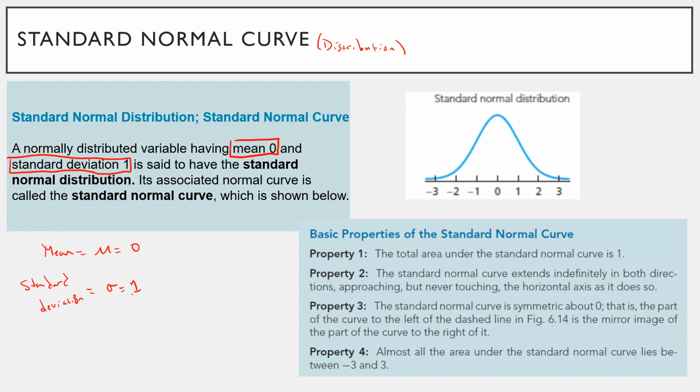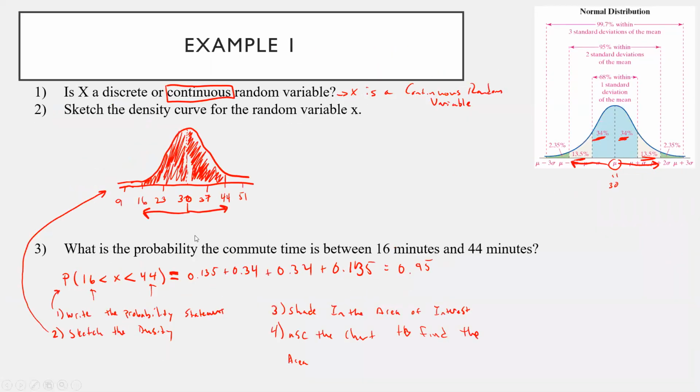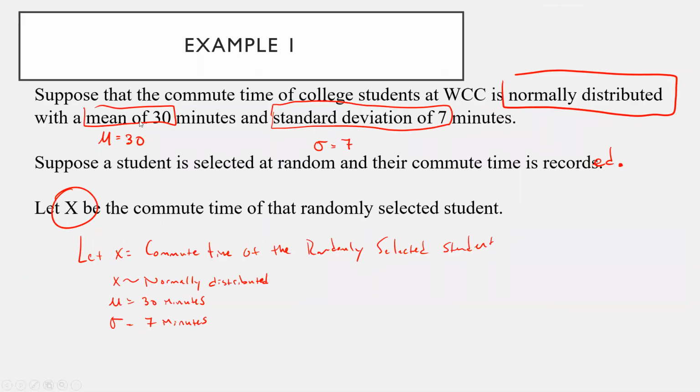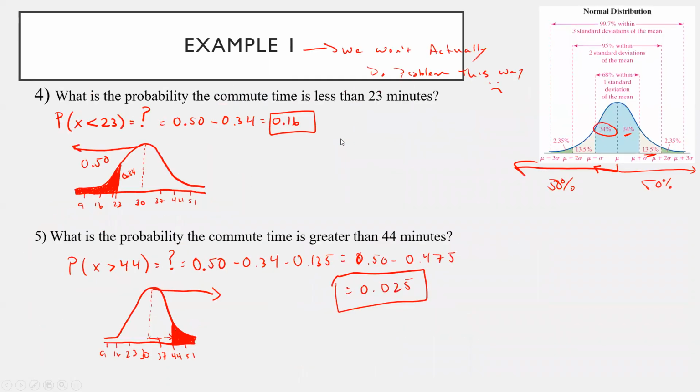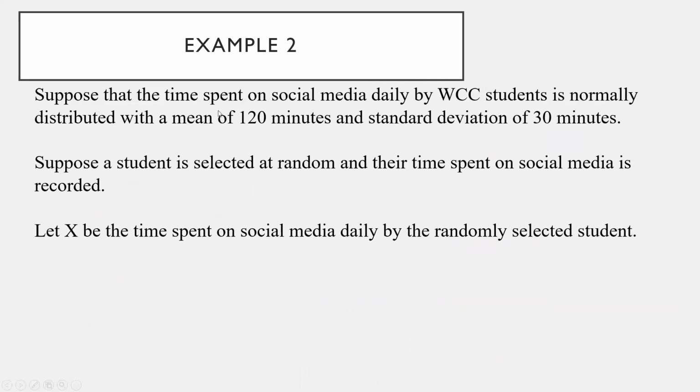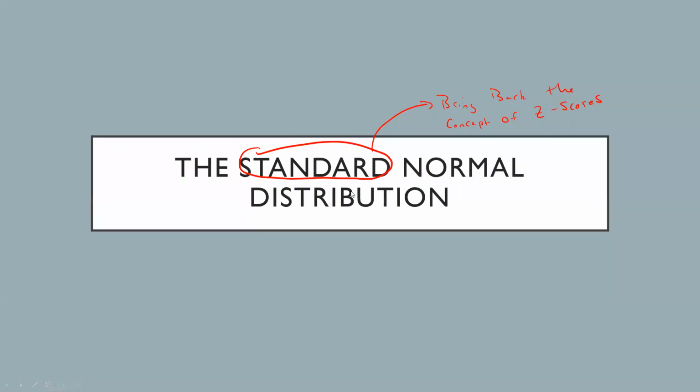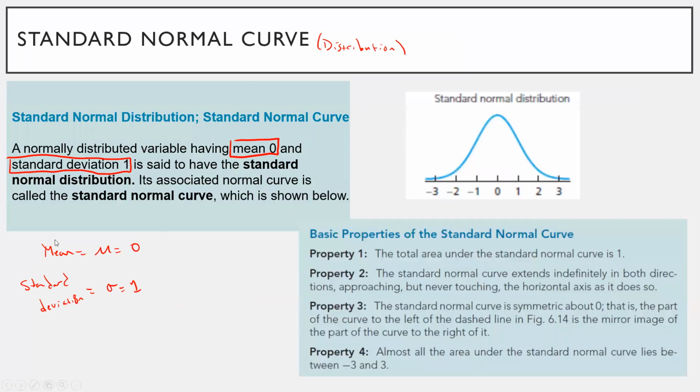And I'm just going to go back real quick and then I'll come right back to this. In the example we worked here, it was just a mean of 30 and standard deviation of 7. In the next example I was going to do, but I skipped, the mean would have been 120 minutes and the standard deviation would have been 30 minutes. So you're considered a standard normal distribution if you just have a mean of 0 and standard deviation of 1, okay?